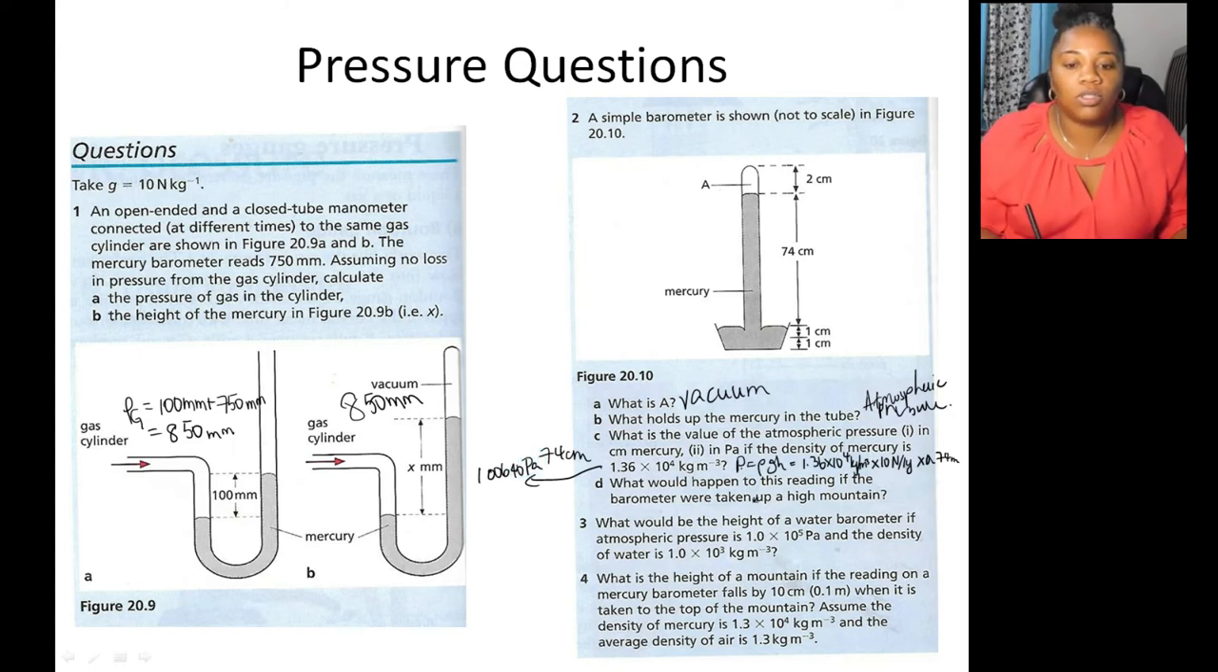What would happen to this reading if the barometer was taken up a high mountain? Yeah, it would be less. It would be less because you have less air up there, right? So it would be lower.